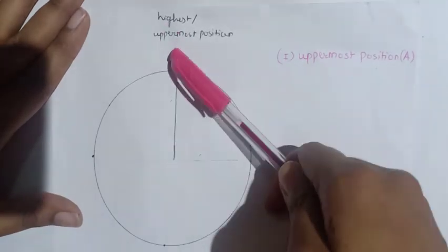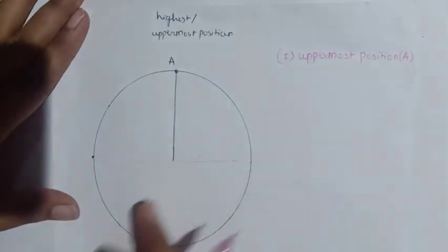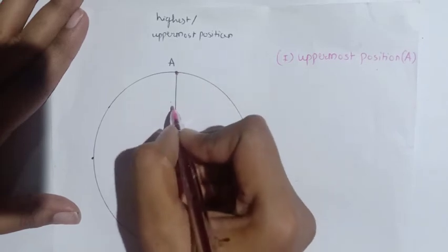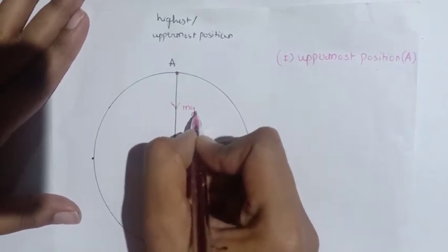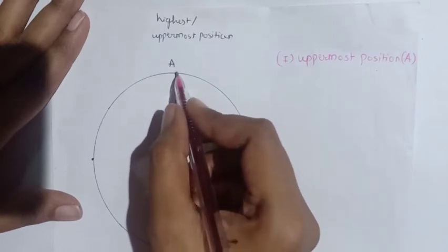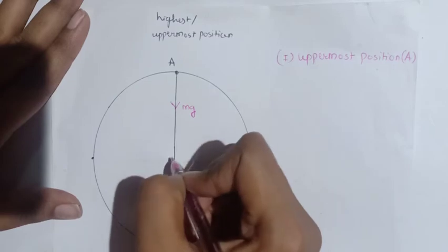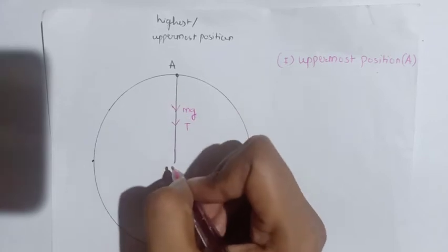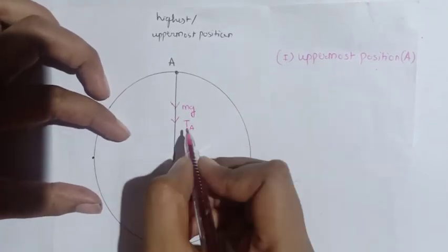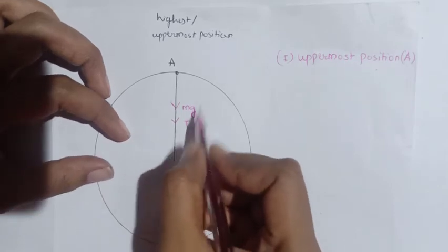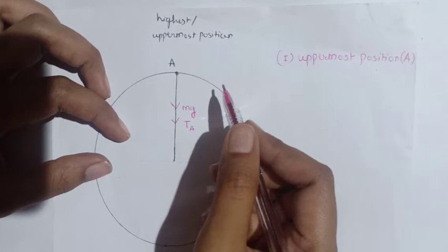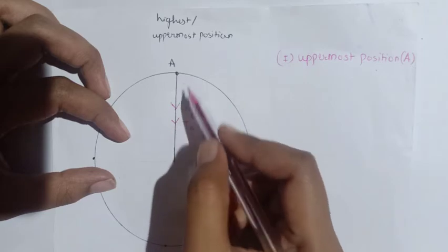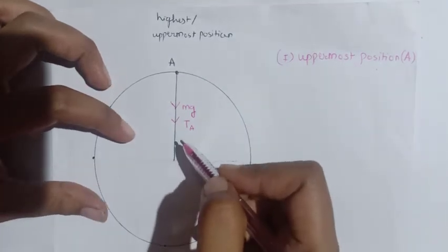So here this will be the bob, and from this point it will move in this direction. As we are considering the uppermost position, the weight mg of the bob is going to act vertically downward, and the tension in the string is toward the center. Here we are considering different points, so we will name it tension TA. It gives information about the tension in the string at point A, which is the uppermost position. So both weight mg and tension TA are downward, that is, toward the center.